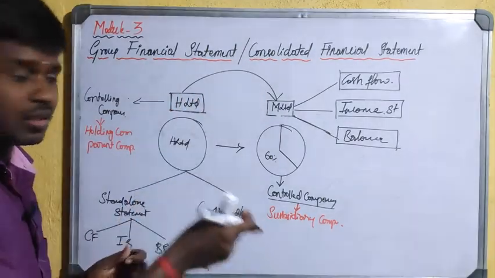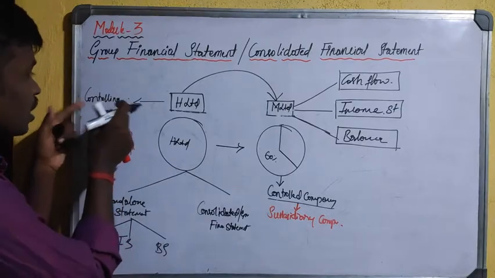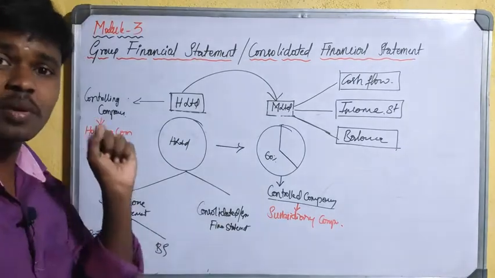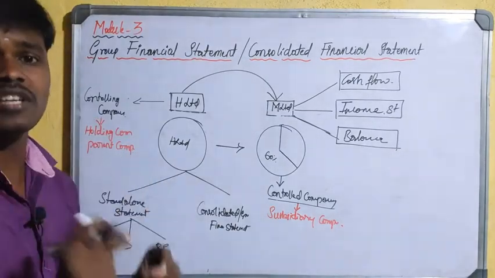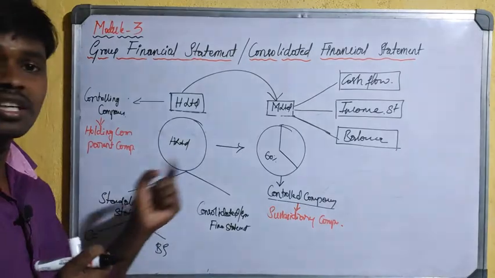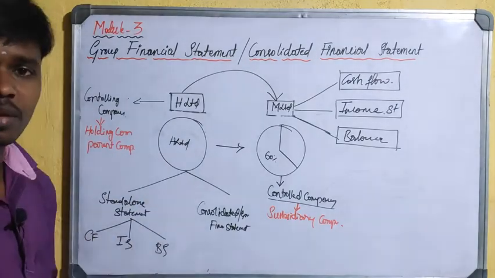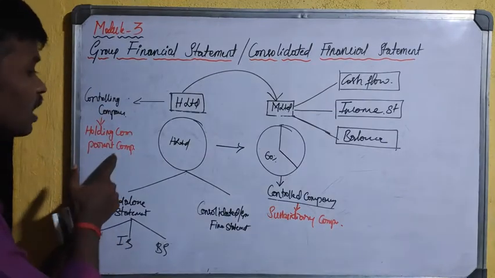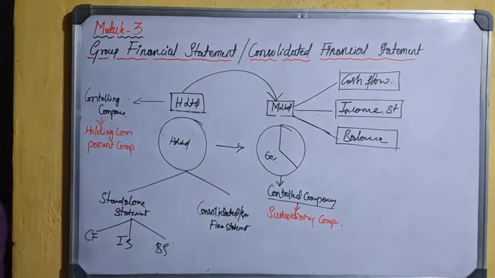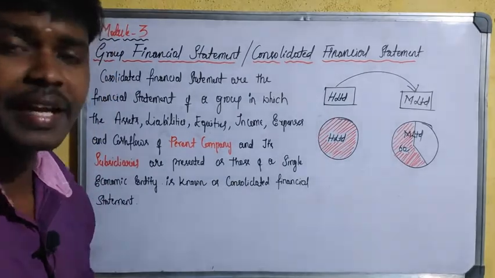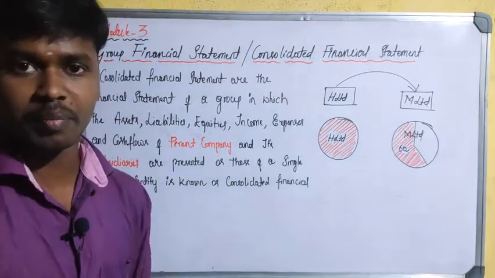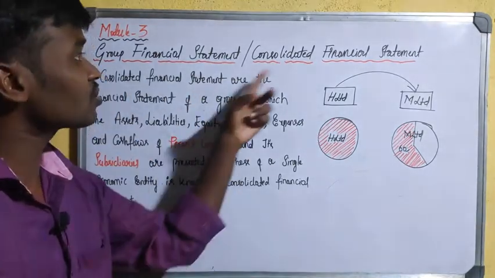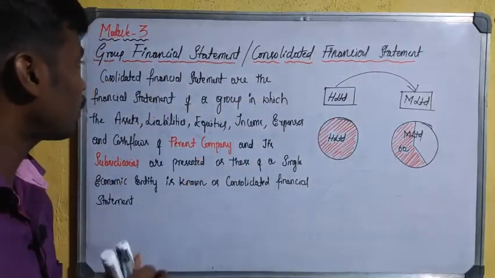So in the next part we will discuss what is a controlling company or holding company or parent company, and what is a subsidiary company, and what are the purposes and significances of preparing the consolidated financial statement by the parent company. Okay, so next take down the heading as holding company and subsidiary company. But before discussing holding company and subsidiary company, just take down what is a group financial statement or consolidated financial statement. It is very important for your 2 marks.